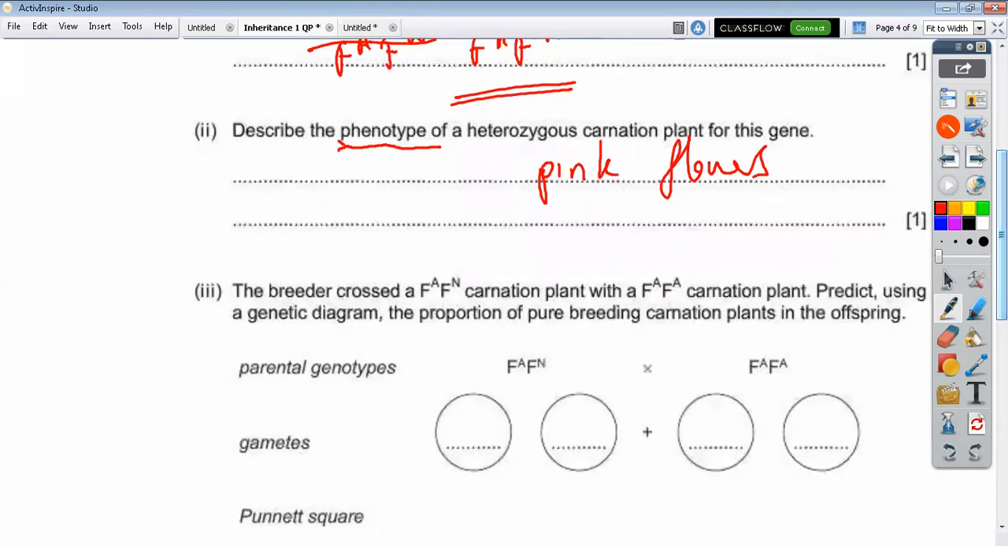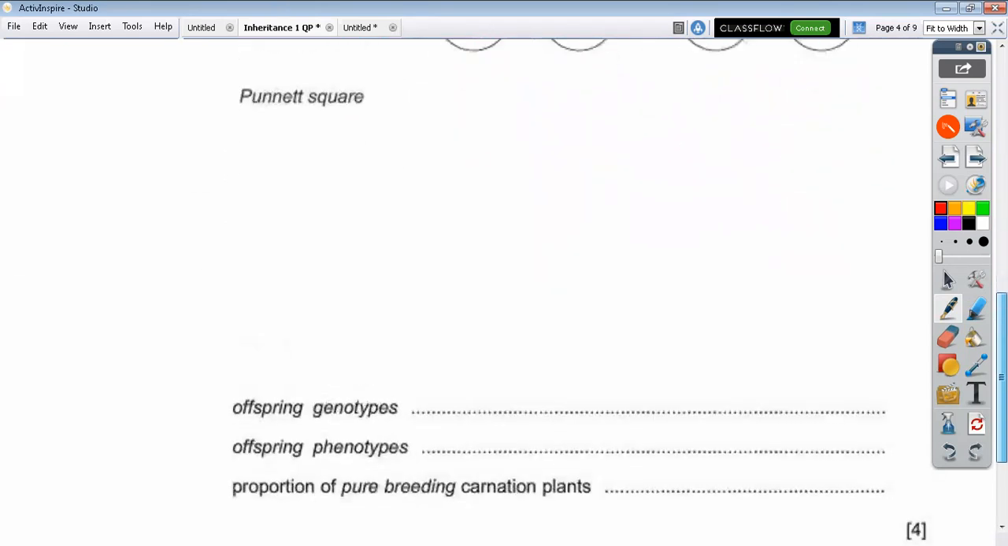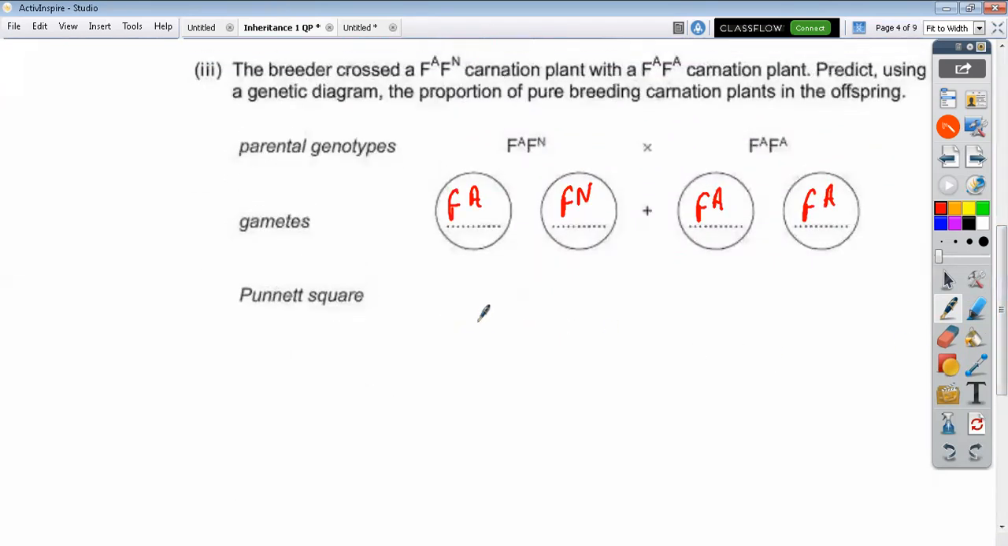Now, let's go to the next question, which is not difficult. So parental genotype we are given. Then the gametes, we said we simply split this here. FA, capital letter N, then FA, FA. Are we together? So they gave you space, you see? Sometimes they tell you Punnett square. Even if not, let's do the Punnett square.